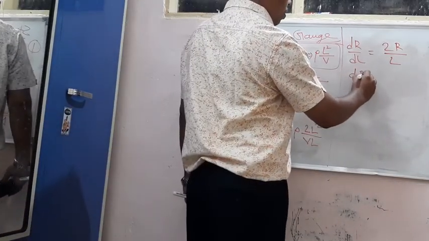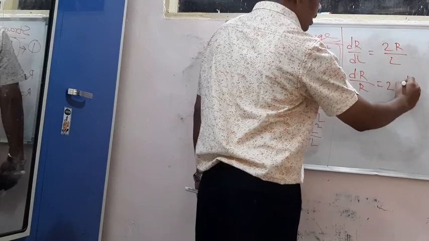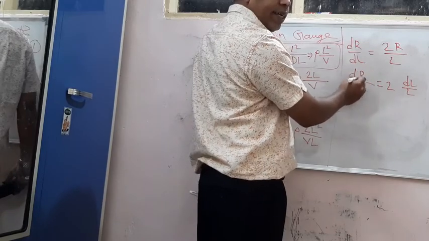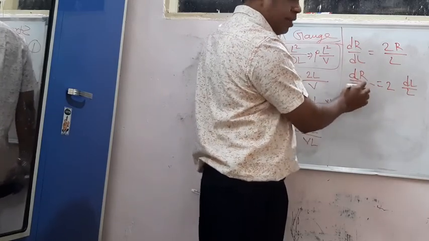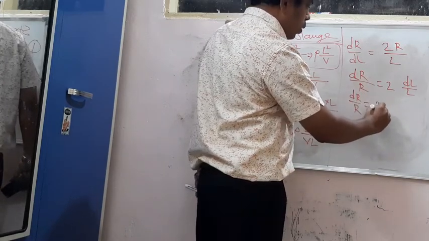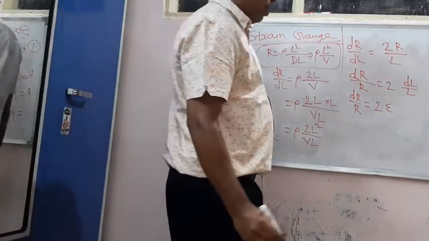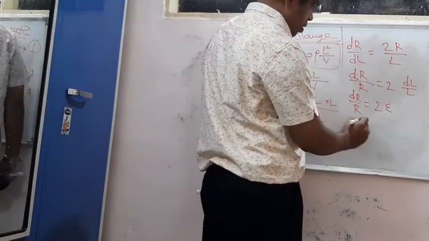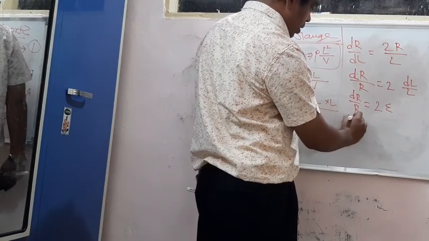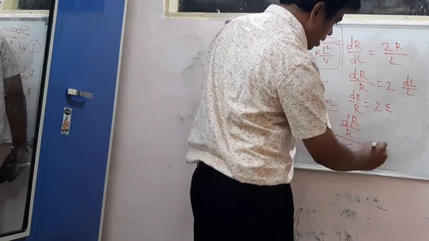So dR by R equal to 2 into dL by L. This is the change in resistance and it is the original resistance. So dR by R equal to 2 into strain. Here dL by L is nothing but strain. Okay. So alternatively it can be written like this: dR by R divided by strain equal to 2.